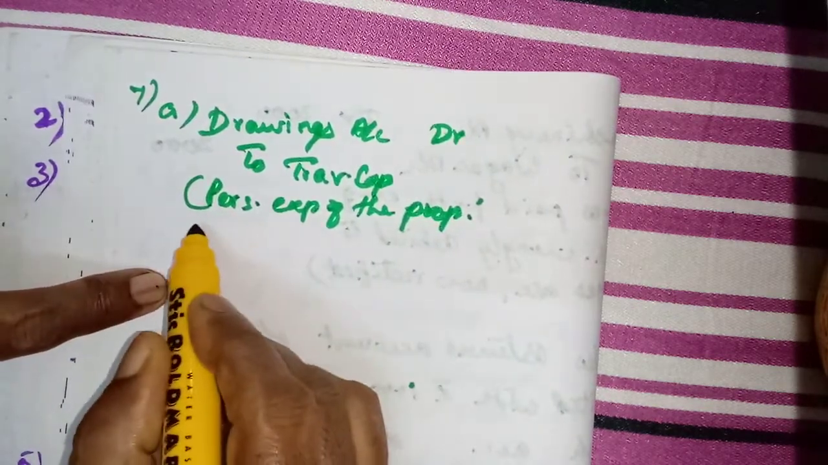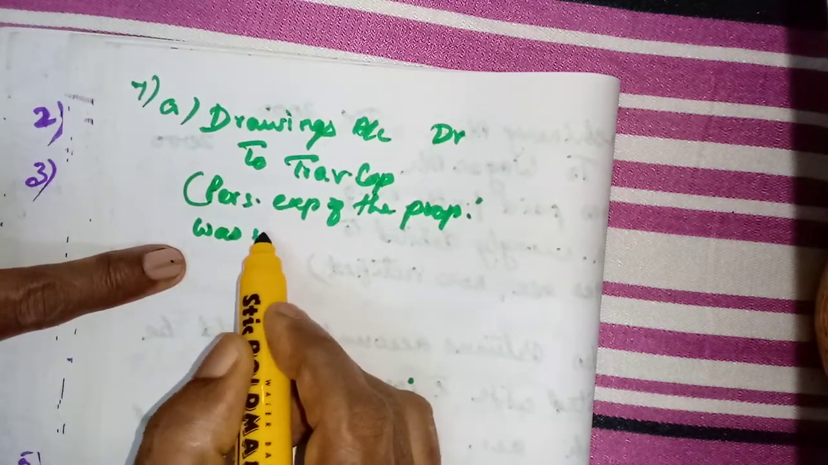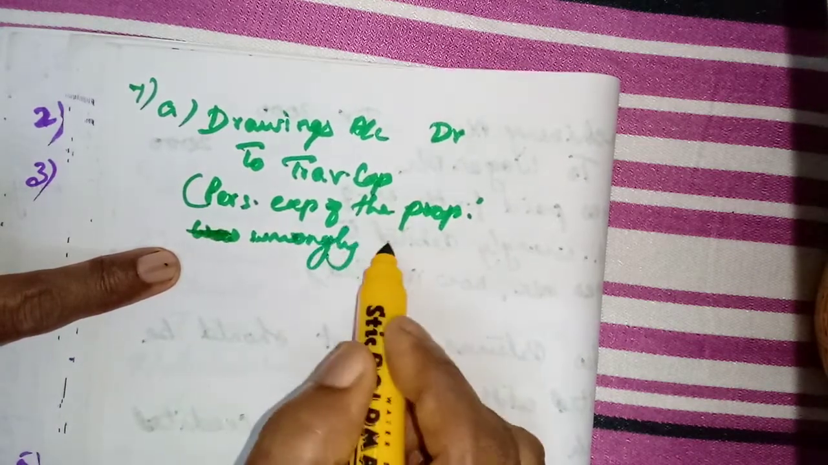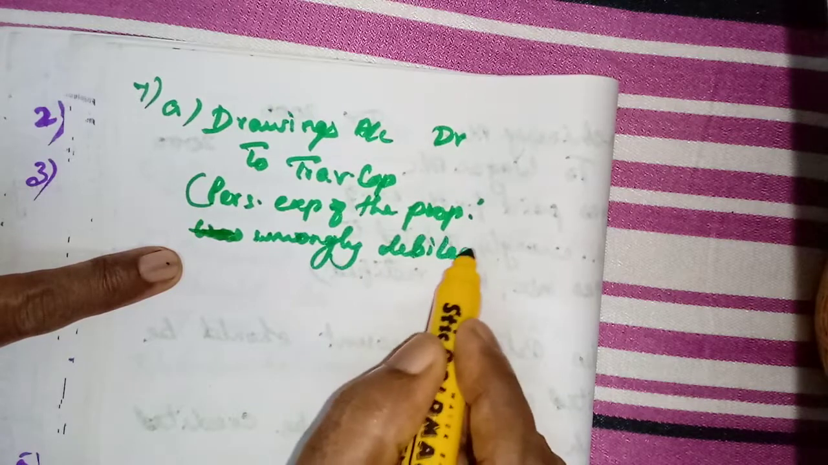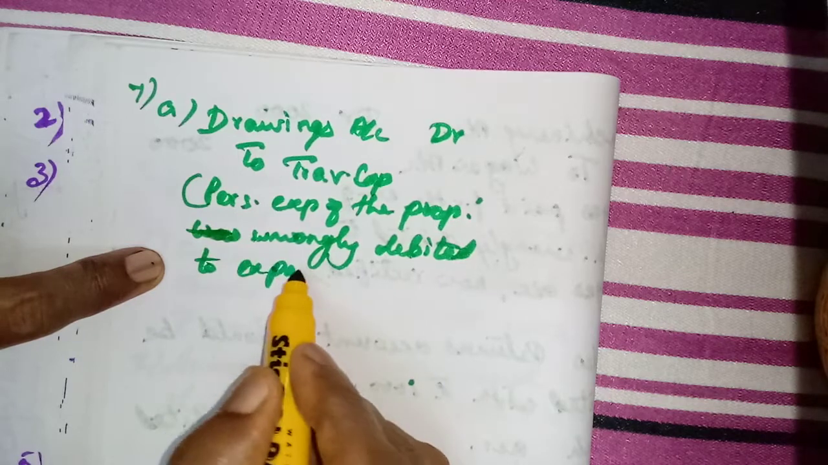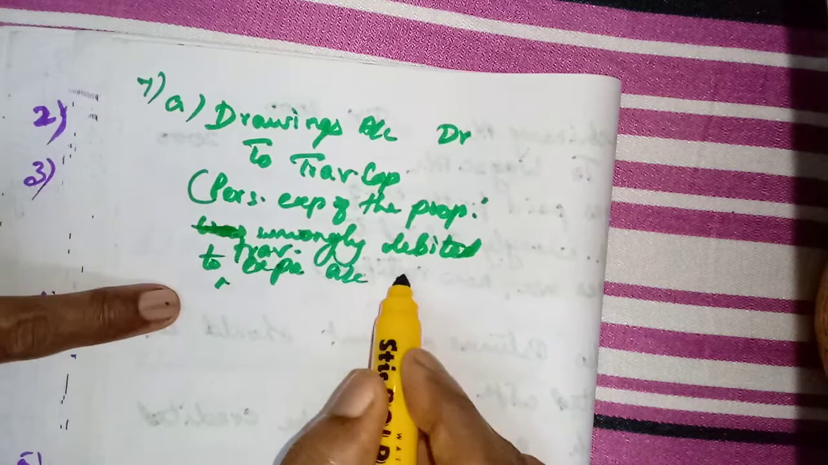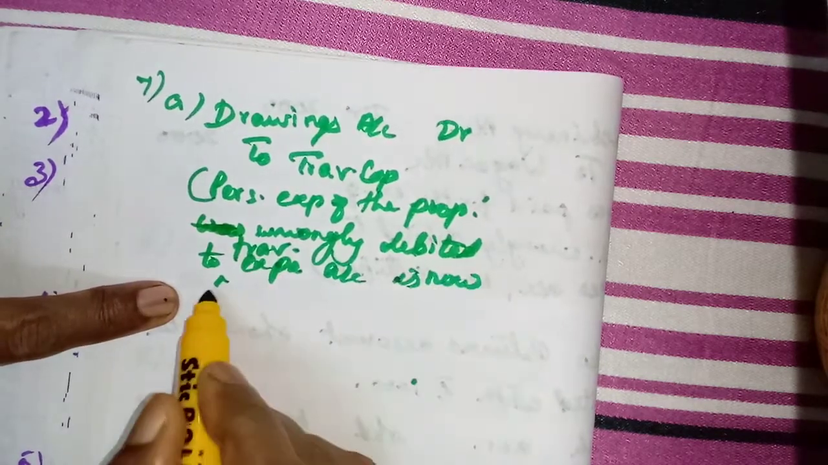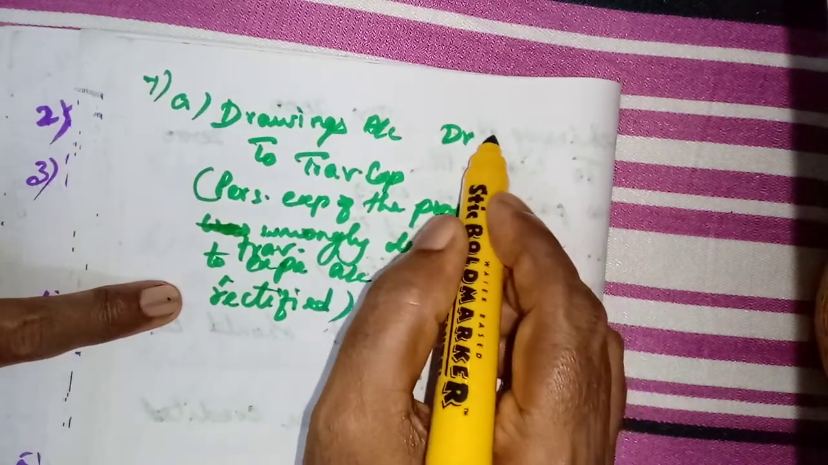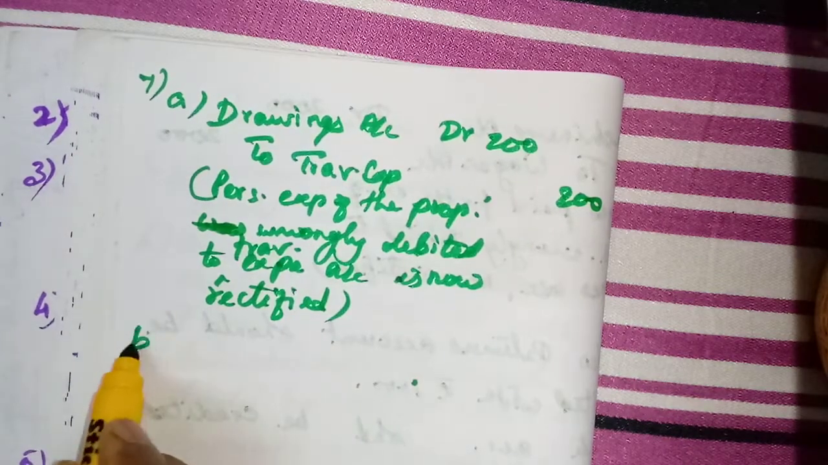Wrongly debited to traveling expense account is now rectified. Amount 200. Okay, then B.